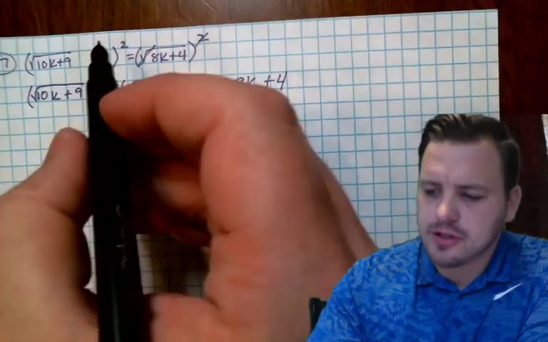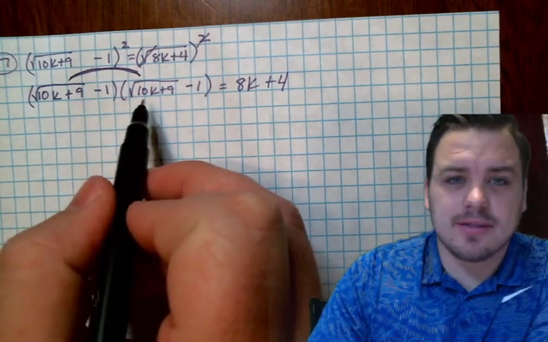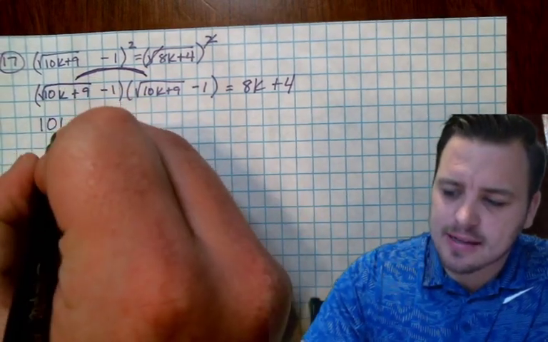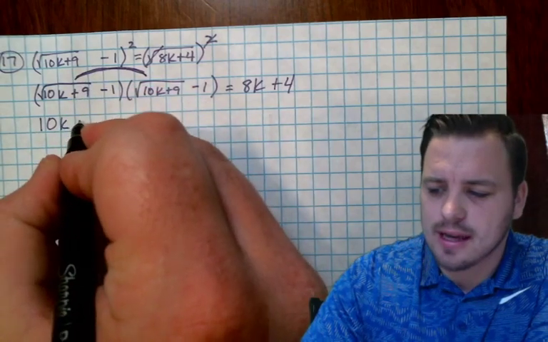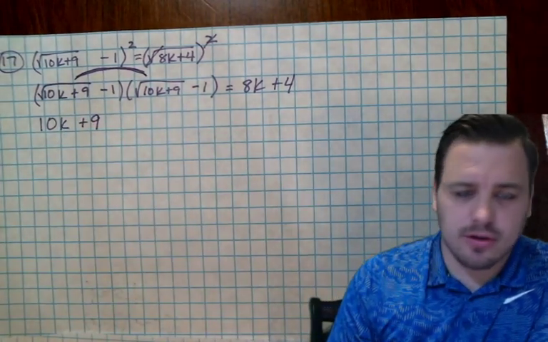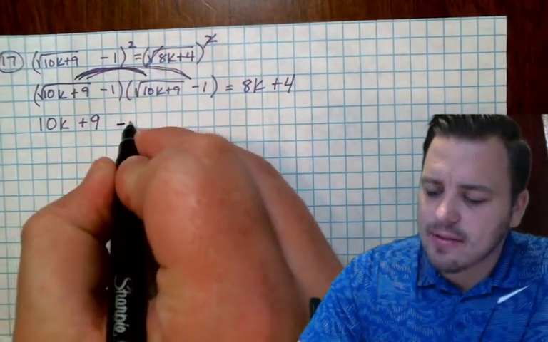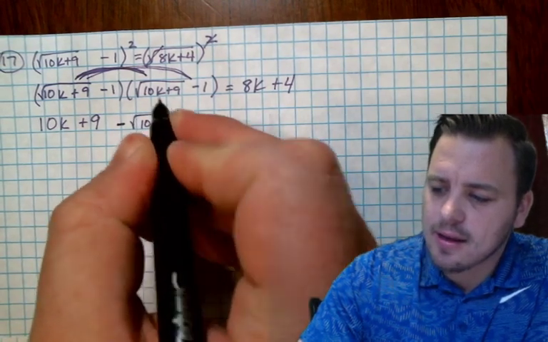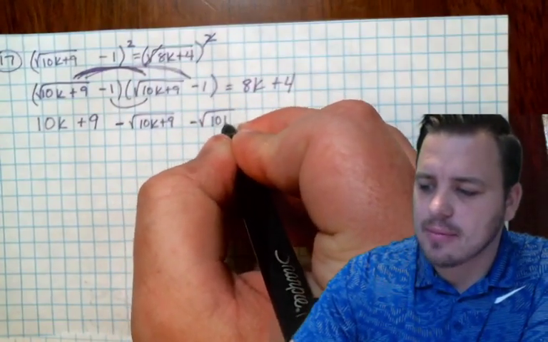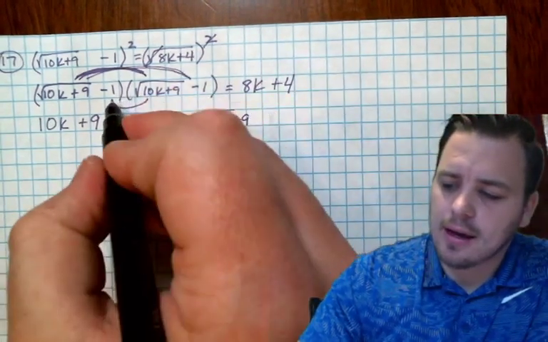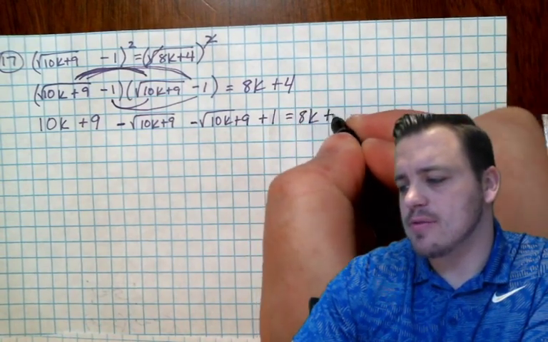Okay, so here we go. First, multiply these two. 10k plus 9 times 10k plus 9, they basically just cancel each other out. Anytime you're multiplying a radical with the same thing underneath, it's just whatever's underneath: 10k plus 9. So that's first. Then we go outside. That would be negative radical 10k plus 9. Go inside. Negative 1 times all of this would be negative radical 10k plus 9. And then last, that should be positive 1 is equal to 8k plus 4.